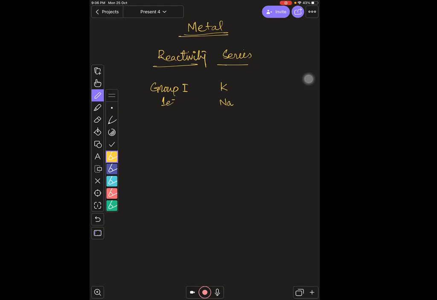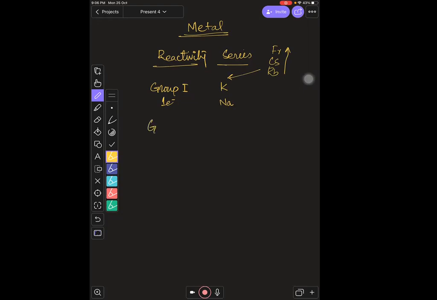Even if you want to place rubidium, cesium, francium, they are down the group, but in reactivity they are just like this. So we can place them over here, but right now we don't need this. So that is why we're just using these two.